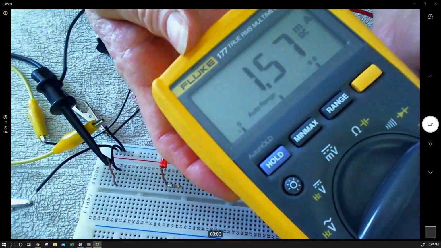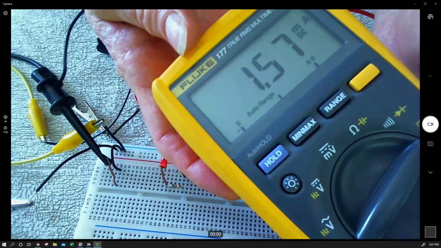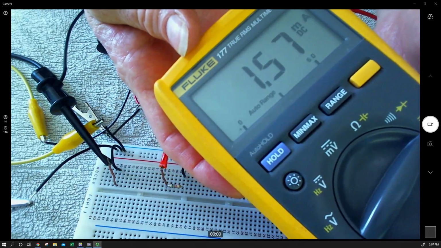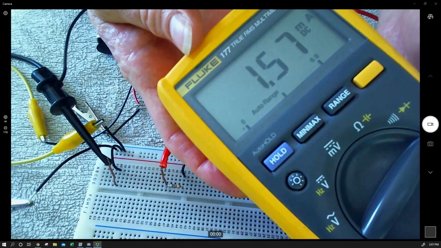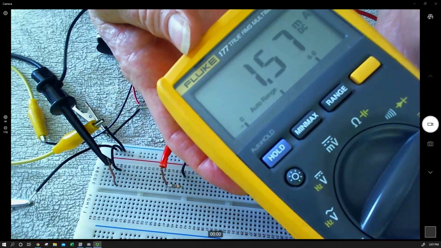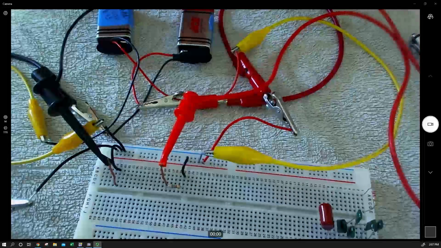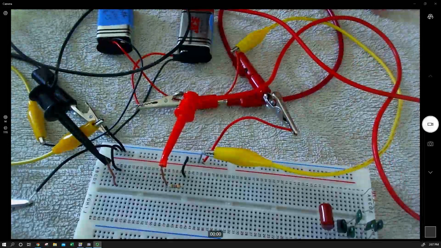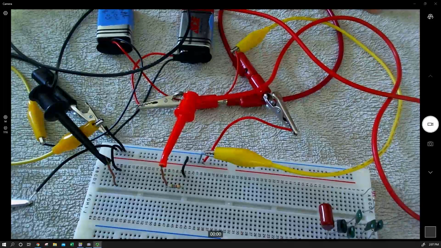And at 1.57, a little bit more, not substantially. So maybe there was a very, very small effect, but generally we are well within the error of the meter at this point. So I can even just jot that down, 1.57 milliamps.